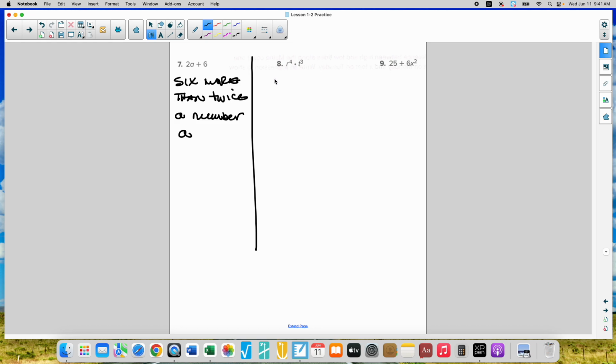Here we go, r to the fourth again. The fourth power, let's change it up. The fourth power of r times t cubed.